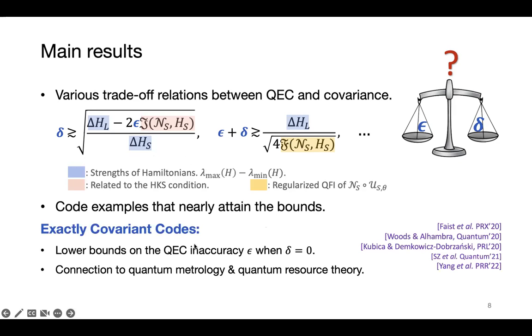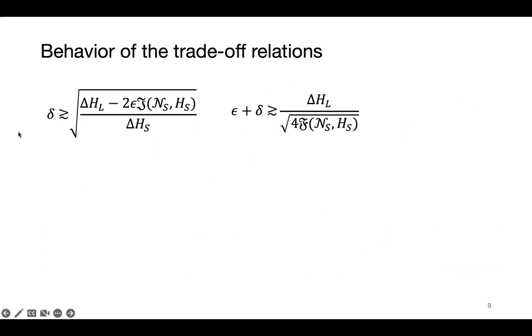And I also want to remark here that there are many previous works focusing on the case of the exact covariant code, basically the situation where delta is equal to 0. And we managed to generalize this, resulting in the general trade-off between epsilon and delta. So first, let's take a look at the behavior of these trade-off relations.